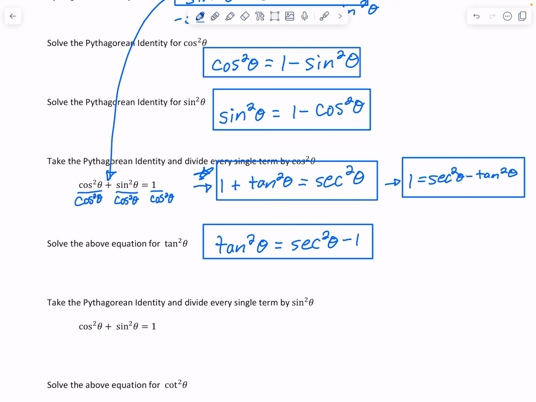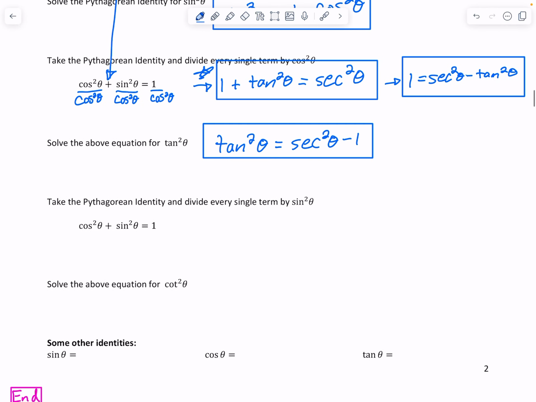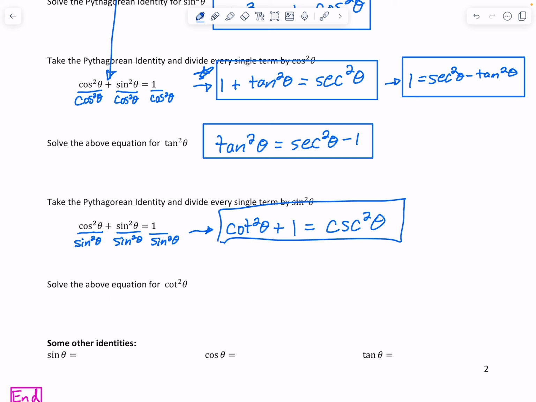And then the next one, how we can get the remaining, is we take the Pythagorean identity that we have here, and instead of dividing everything by cosine, now we're going to divide everything by sine squared. So I'm going to divide each part of my equation by sine squared. Cosine over sine gets me a cotangent. Sine over sine gets me a 1. And then 1 over sine is a cosecant. So that gets me the equations with cotangent and cosecant.